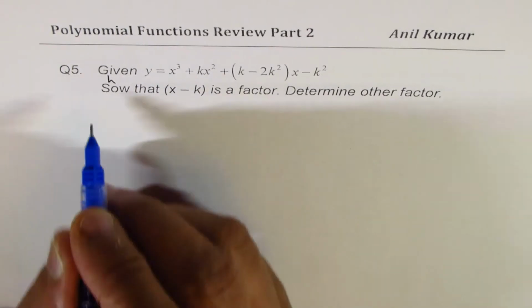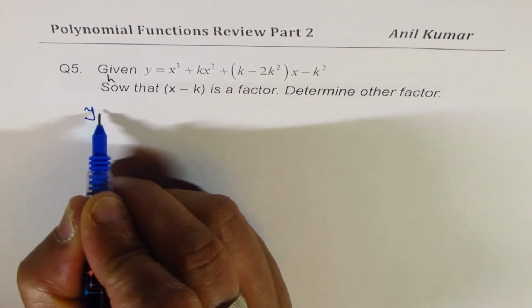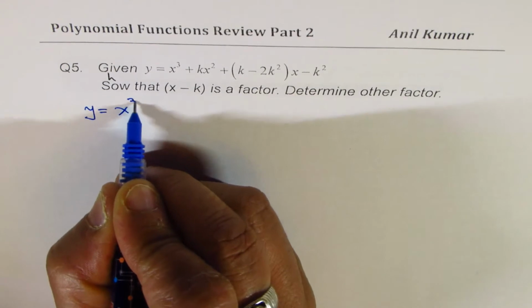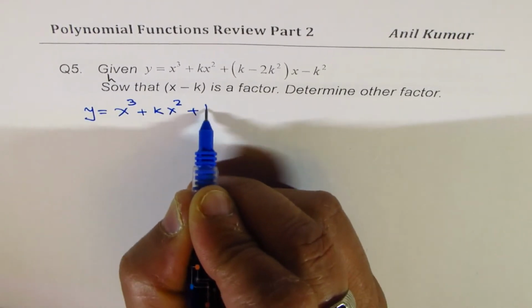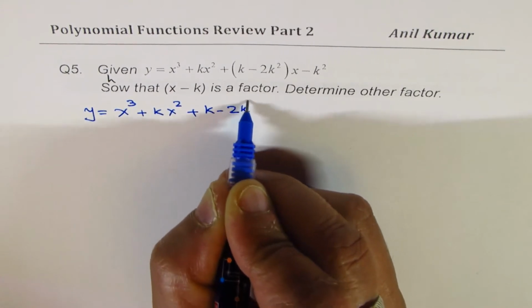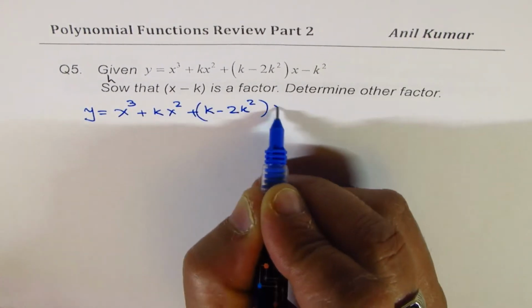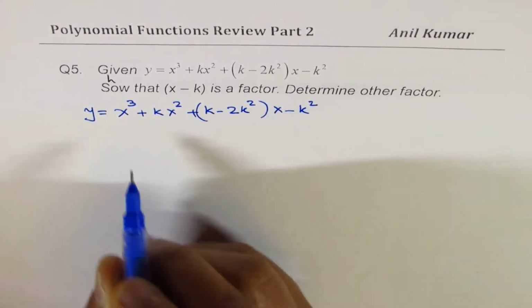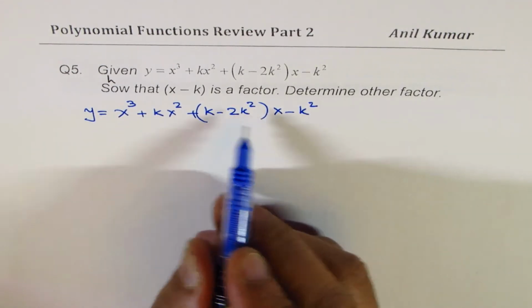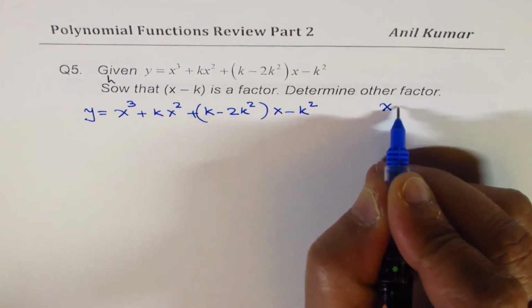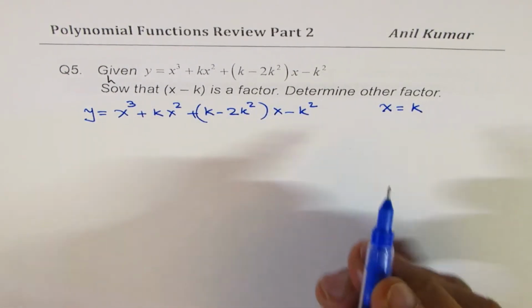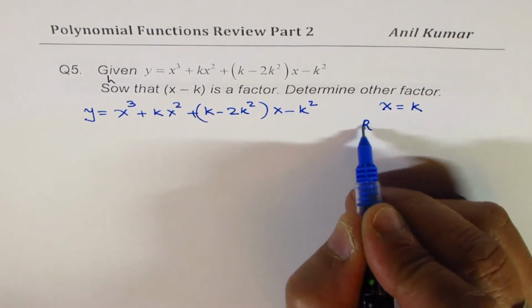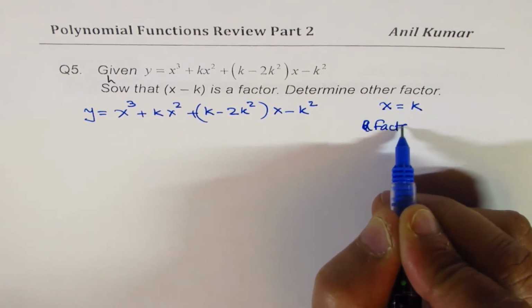So that really means that in the given function, which is y equals x cubed plus kx squared plus (k minus 2k squared) within brackets x minus k squared, we should get 0 for x equals k. Only then x minus k is a factor. This is from the remainder theorem, or you can say factor theorem.